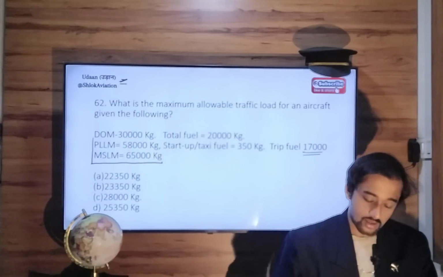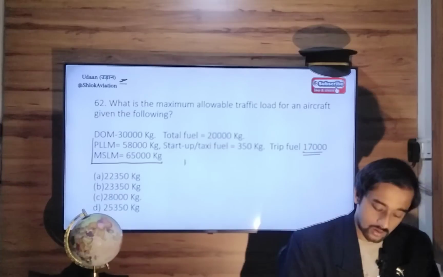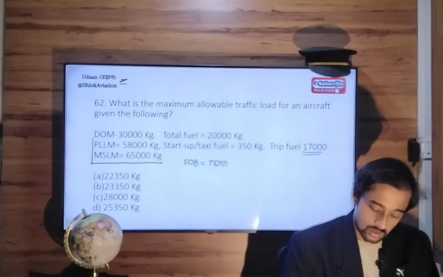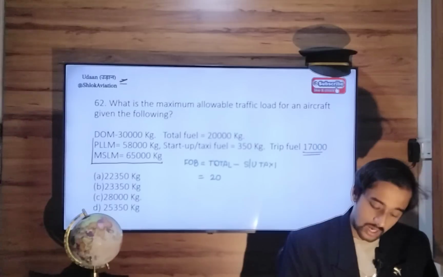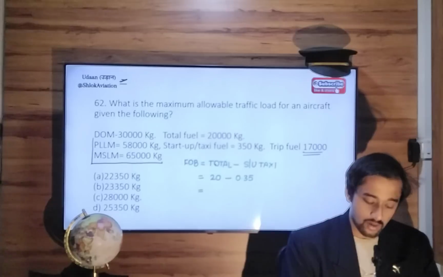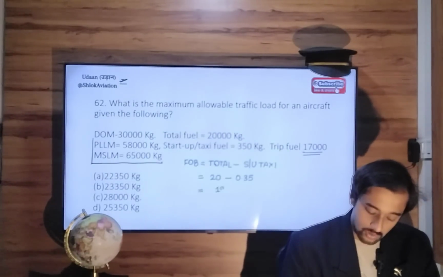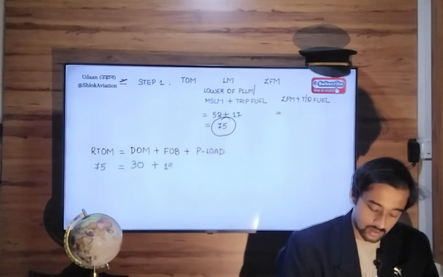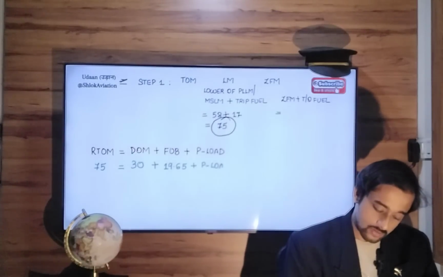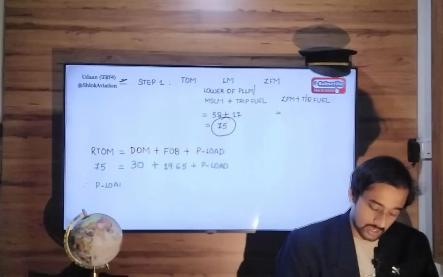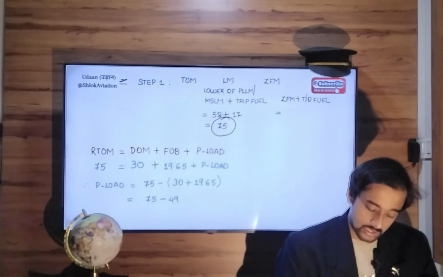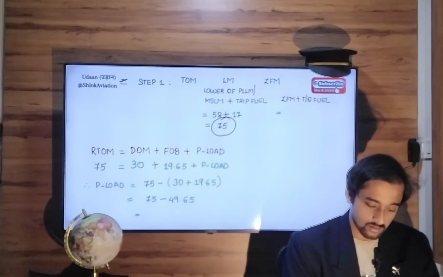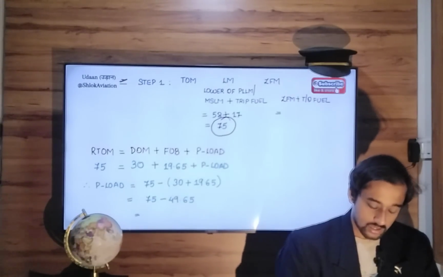plus fuel on board or takeoff fuel, which will be equal to total fuel minus startup and taxi fuel. So total fuel is 20,000 or 20 minus startup and taxi of 0.35. 20 minus 0.35 is 19.65. So right here 19.65 plus payload. Therefore, payload or traffic load will be equal to 75 minus 30 plus 19.65. 75 minus 49.65 is 25.35.